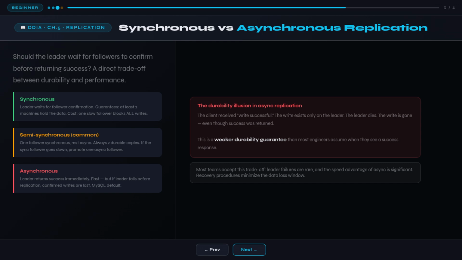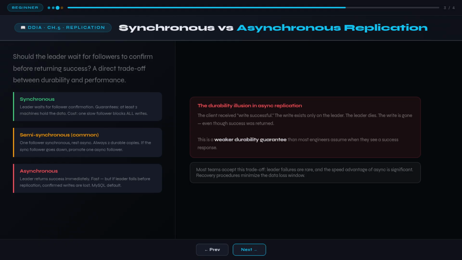In a fully synchronous system with multiple followers, one slow follower freezes all writes for every client. That's unacceptable in practice. The real-world solution is semi-synchronous. One follower is synchronous, the rest are asynchronous. This guarantees that at least 2 machines always have the current data, the leader plus the synchronous follower, without requiring all followers to be available. If the synchronous follower becomes unavailable, one of the asynchronous followers is promoted to be synchronous.